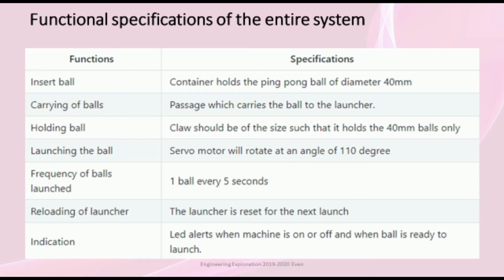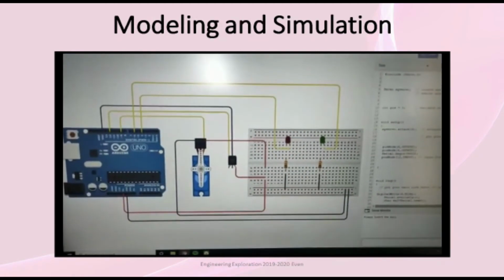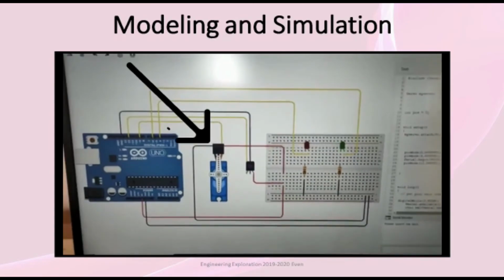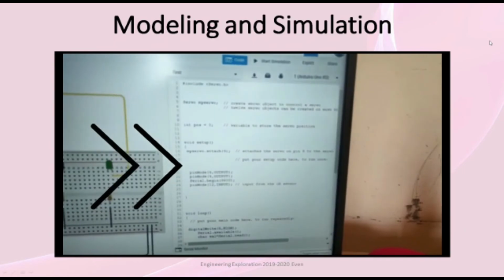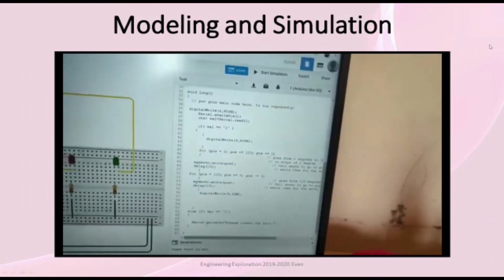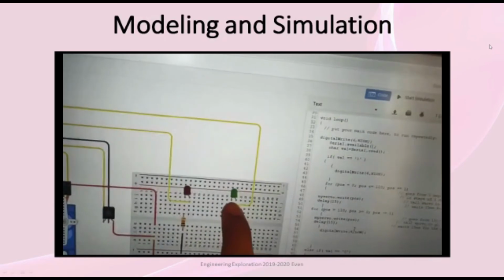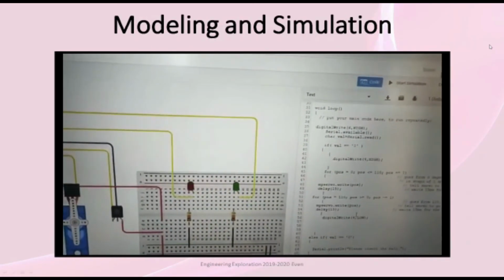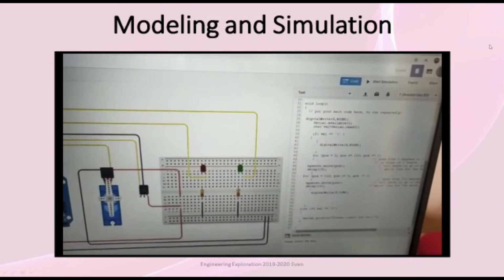Next, we were told to simulate our project on Tinkercad. So here we proceed. Ma'am, this is our final circuit diagram with LEDs, servo, IR sensor and the UNO board. This is the code. Over here the green LED is for indication of whether the machine is on or off, and the red LED will show when the ball is ready to launch.